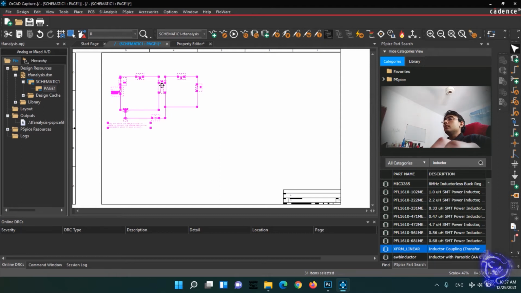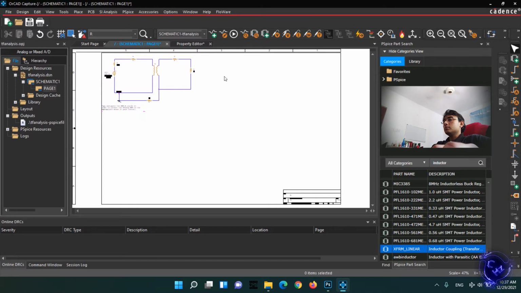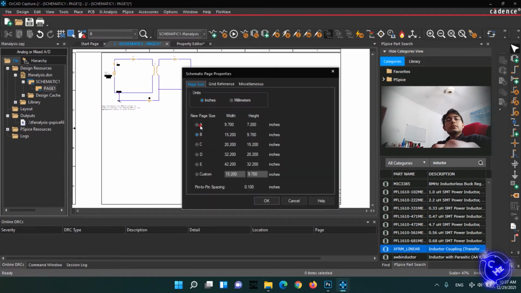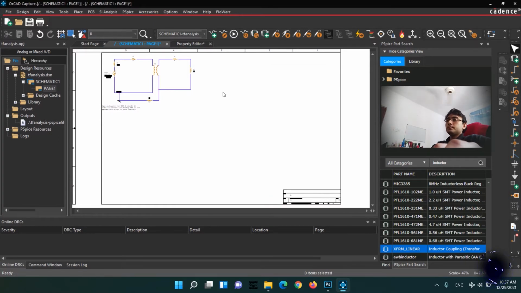And also, if you want more space in this schematic diagram, you can go to options, schematic page properties, and you can select your required amount of space, right? So I selected B, right?